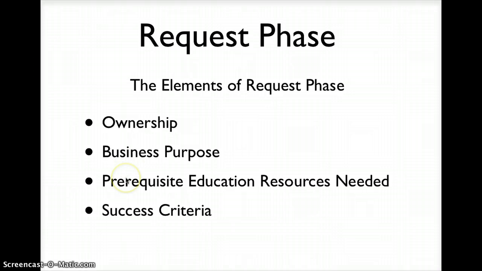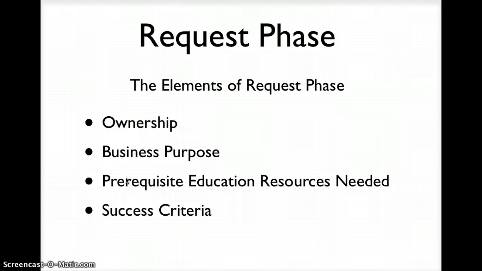The next element is the prerequisite education and resources needed. In this stage, it acts as a formal commitment to ensuring that resources are able to execute on the vision for the project by properly staffing in both skill and duration, which then leads us to the final element of the request phase, the success criteria. This element determines if the project and its content should continue to exist past its useful lifespan, which ensures user access to relevant materials for the job.